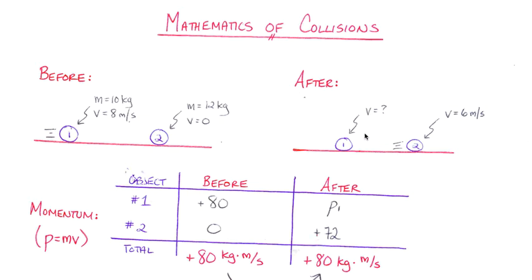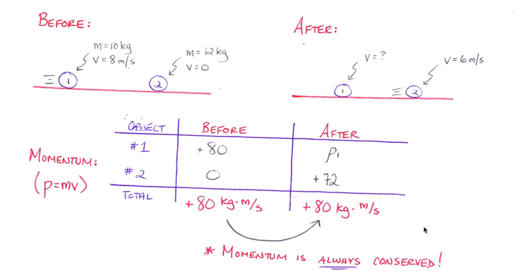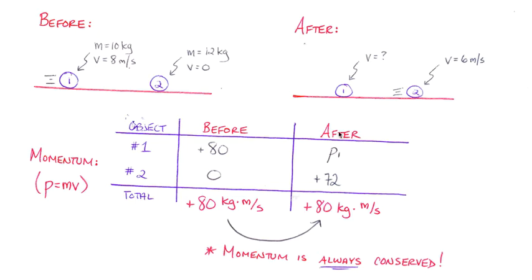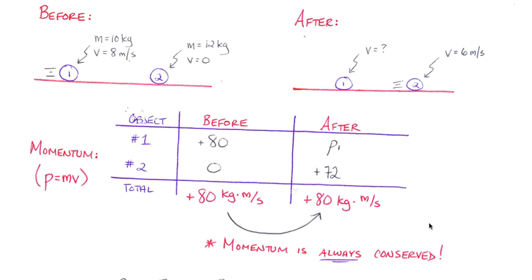We don't know what the momentum of object 1 is afterwards, so I usually just represent it by a lowercase p with subscript 1. So we know there's some momentum, we just don't know what it is. The key here lies in the conservation of momentum. We might not know this momentum, but whatever my total momentum was before for any collision will be the total momentum afterwards. So just like 80 plus 0 had to give me 80, the momentum of object 1 afterwards plus 72, which was the momentum of object 2 afterwards, must equal 80.